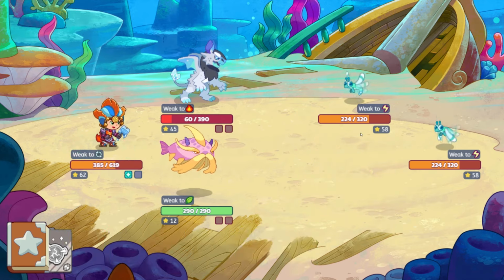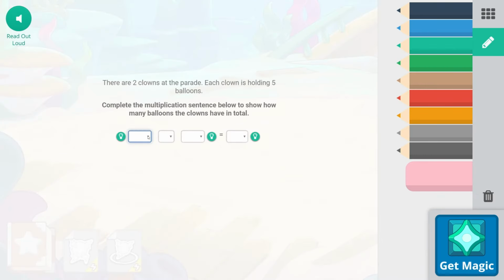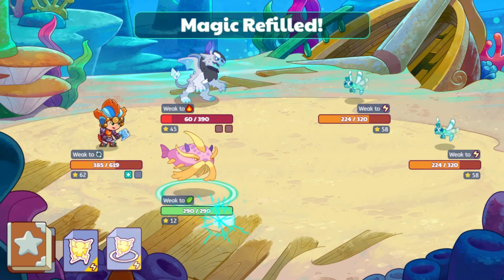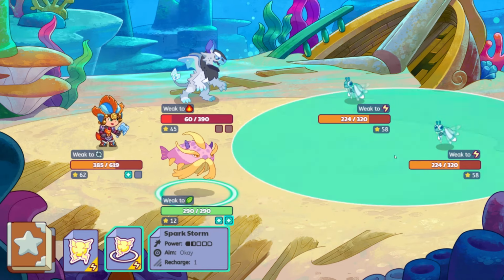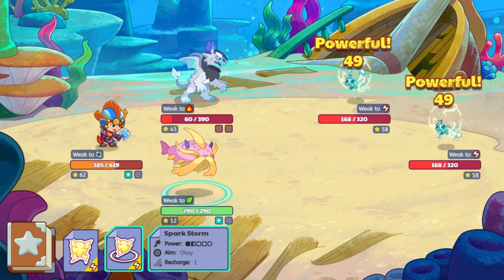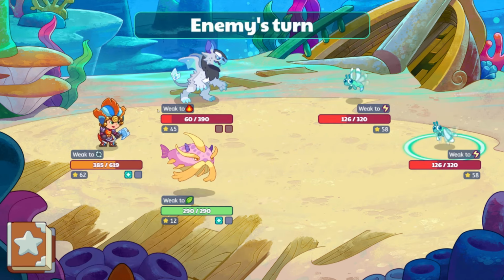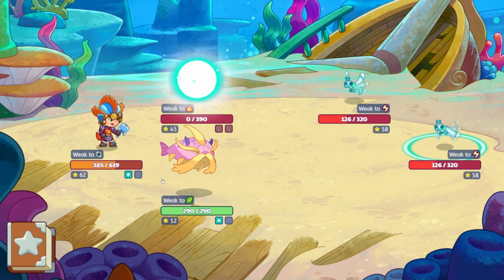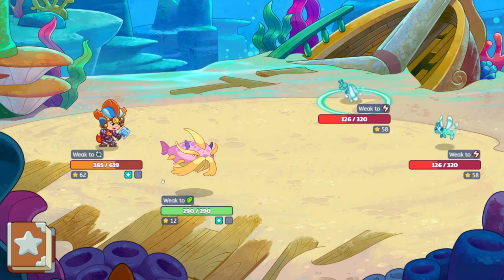There we go. And complete the multiplication sentence. There are 2 clowns at the parade. Each clown is holding 5 balloons, so that is going to be 10 balloons total. And let's do Spark Storm and see what happens here. Alright, didn't do anything, but that's okay. We're in a good enough situation, we probably won't lose this battle, but we'll have to see. Wanted to see the effect that would have on both of these guys. Got a fumble there.